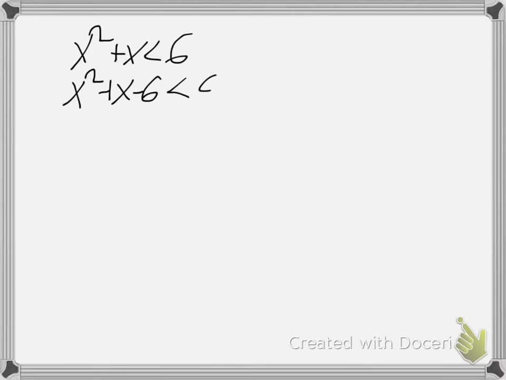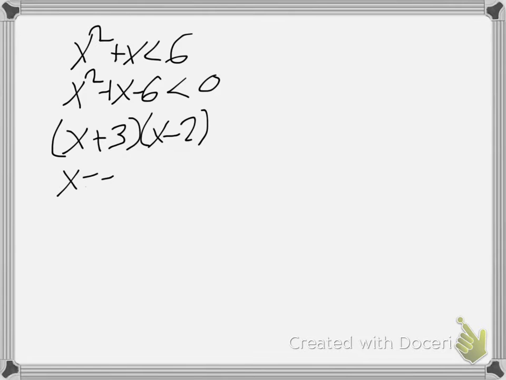Okay, last but not least, solve the inequality and graph the solution on the real number line. Okay, so we have x squared plus x is less than 6. So we got x squared plus x minus 6 is less than 0. Because again, we always want to compare it to 0. Now we're going to factor it to find our 2 key points. So x plus 3, x minus 2. So our 2 key numbers are x equals negative 3 and x equals 2.